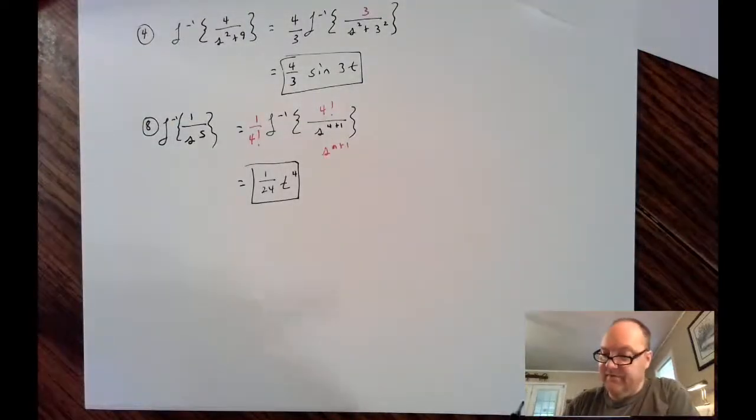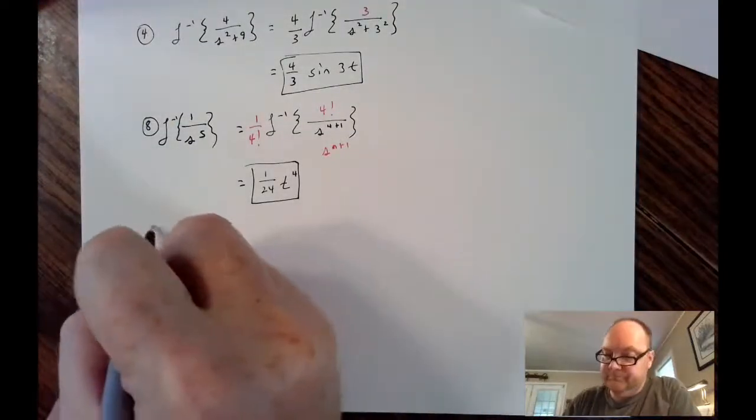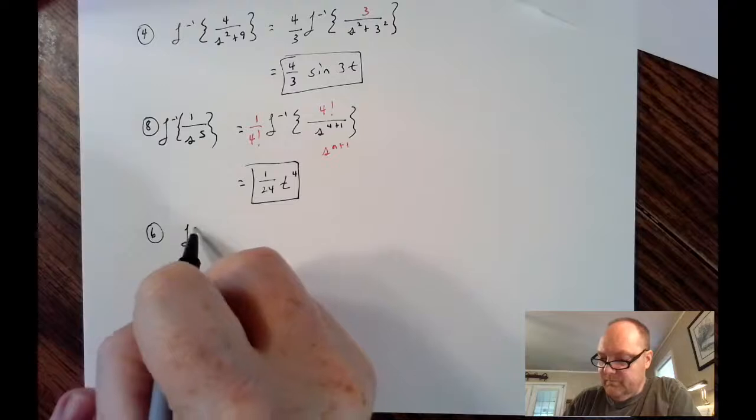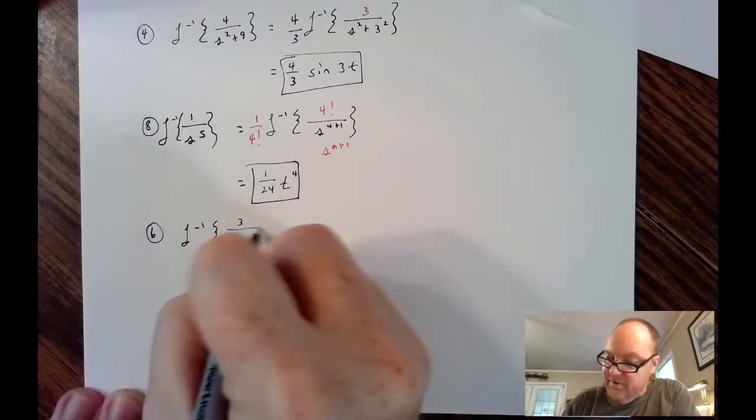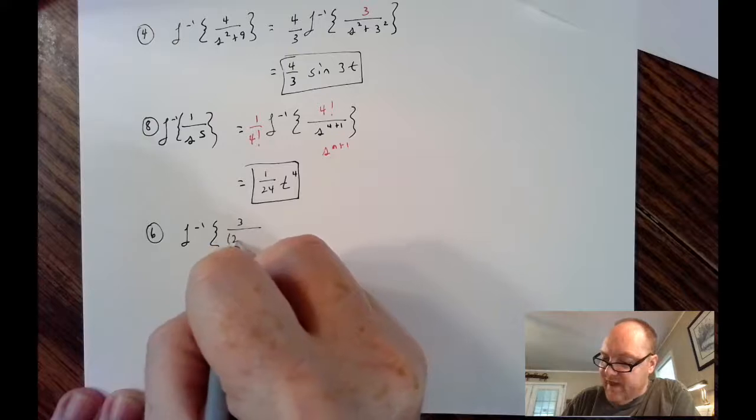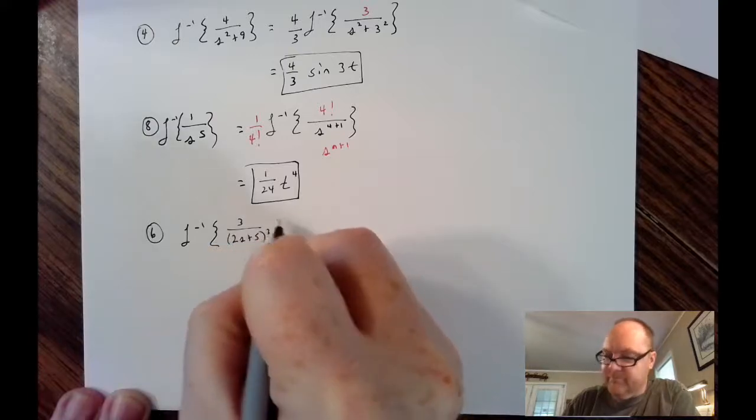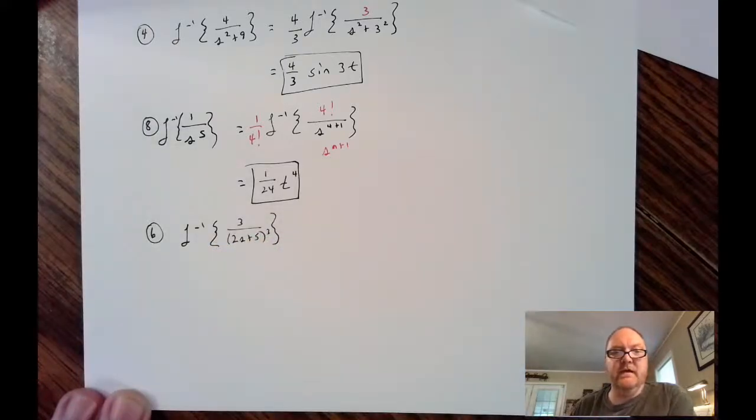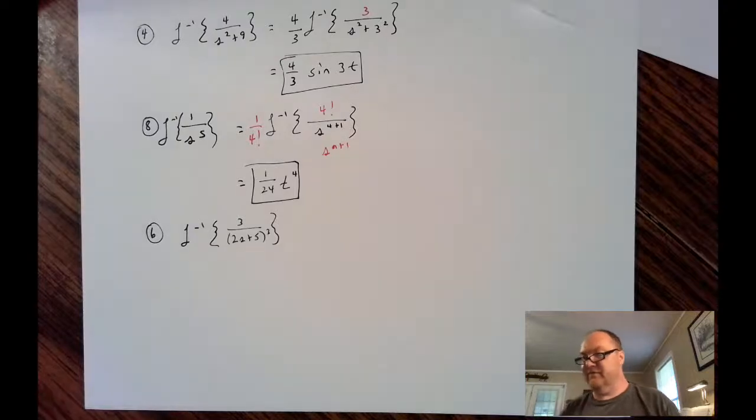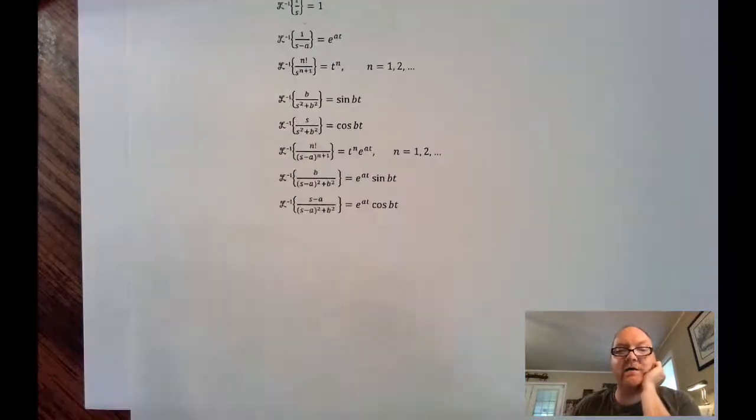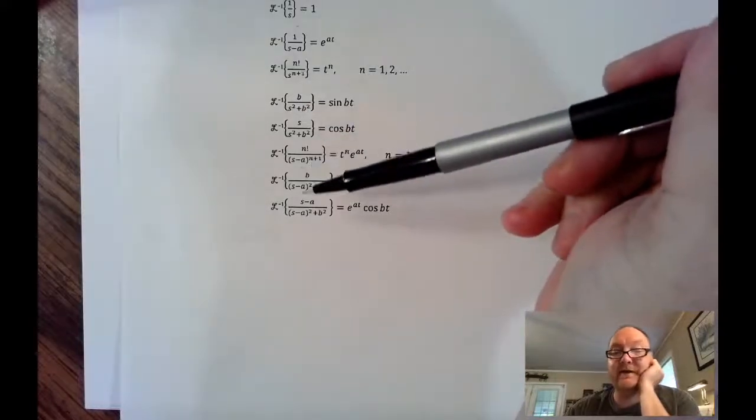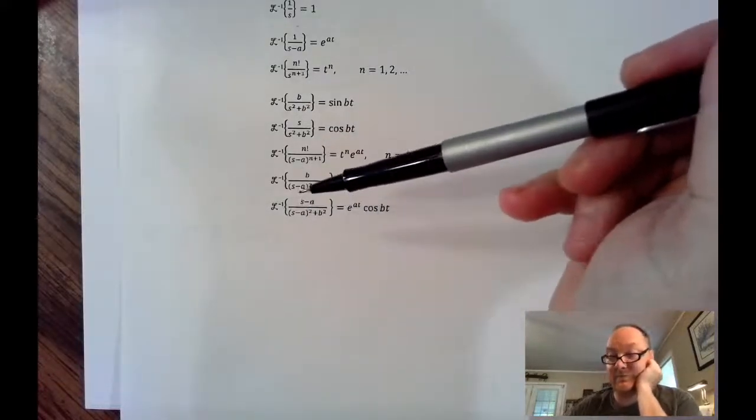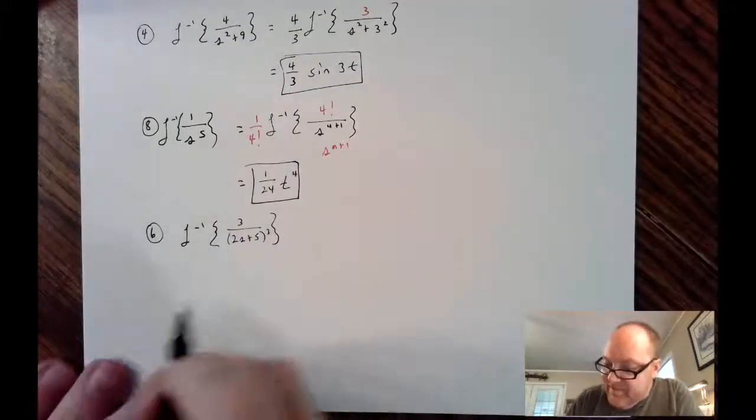Look at number 6. I want to do the inverse transformation of 3 over 2s plus 5. Alright, so the first thing I notice is that it's 2s plus 5, and all of my inverse transformations are just an s. So I'm going to need to deal with that. I need to get that to be an s and not a 2s. I need to think about a little bit of algebra here, so let's just think about that.